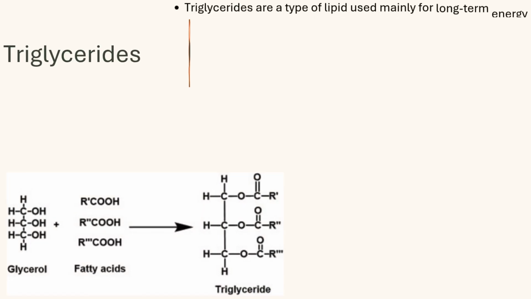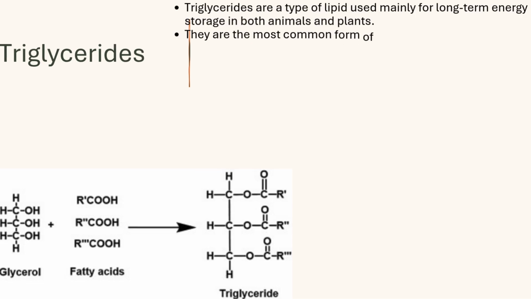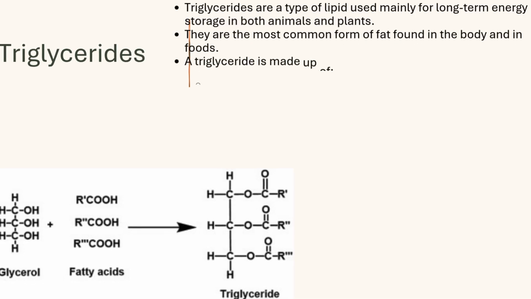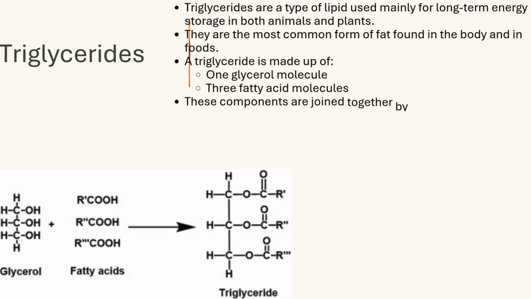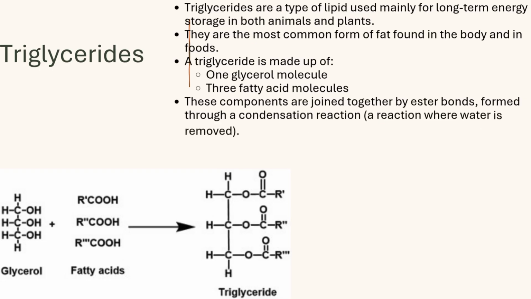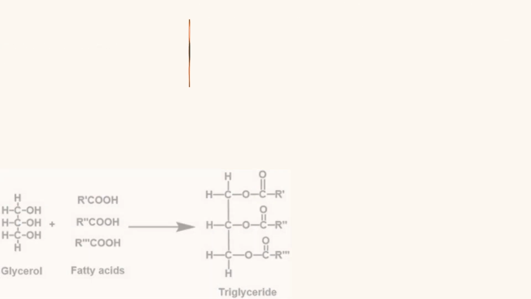Triglycerides. Triglycerides are a type of lipid used mainly for long-term energy storage in both animals and plants. They are the most common form of fat found in the body and in foods. A triglyceride is made up of 1 glycerol molecule and 3 fatty acid molecules. These components are joined together by ester bonds, formed through a condensation reaction.